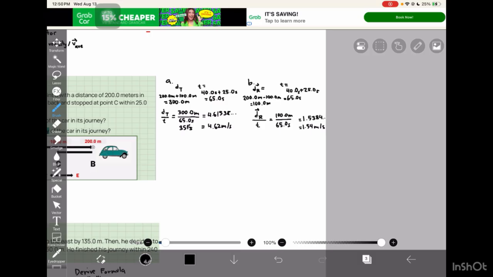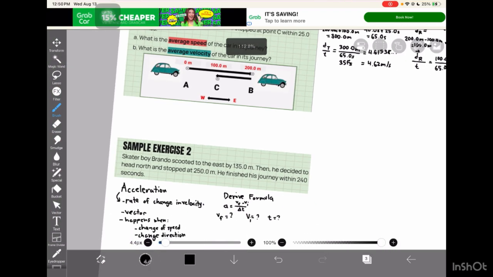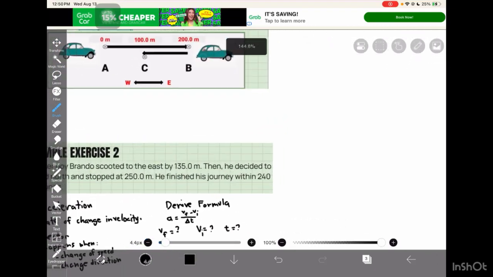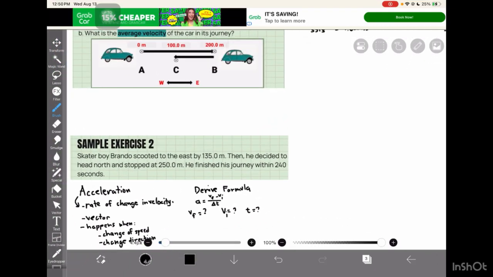What if, let's just say, the displacement isn't in a straight line and it forms a triangle, believe it or not. So this is going to be our next sample exercise. Sample exercise 2. Skater boy Brando scooted to the east by 135.0 meters, and he decided to go north and stop at 250.0 meters. He finished his journey within 240 seconds. So let's analyze it and try to make a diagram.